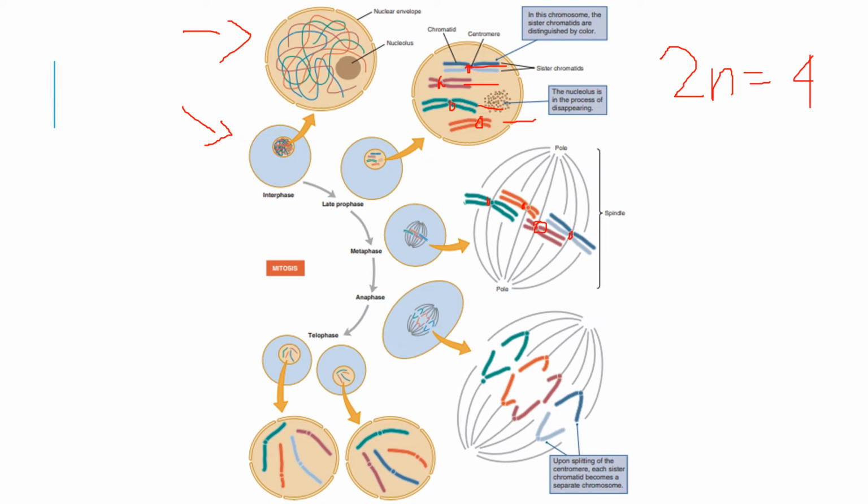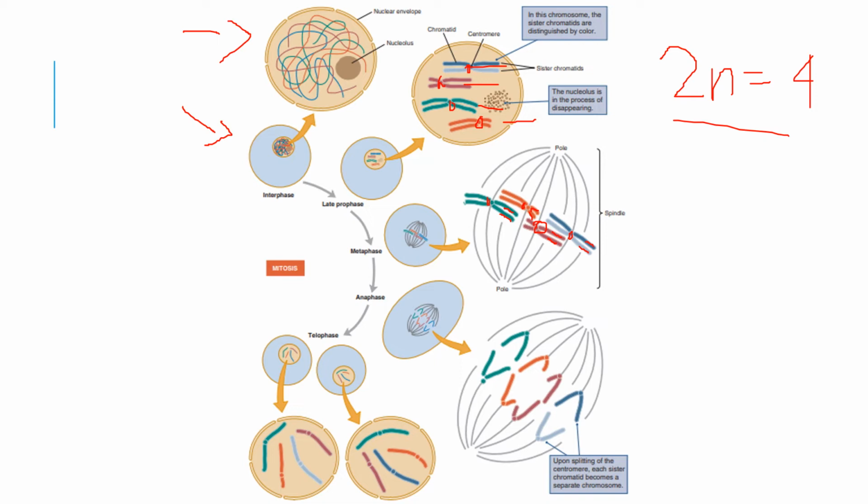How many chromatids will there be in metaphase if 2n is equals to 4? There would be 1, 2, 3, 4, 5, 6, 7, 8. There will be 8 chromatids or 4 sister chromatids.